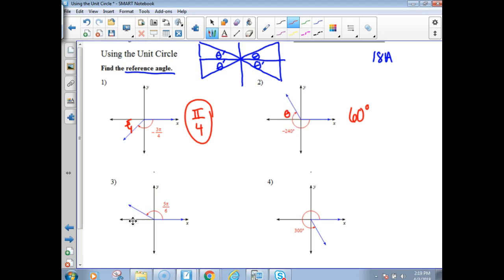Okay. 5 pi over 6, take a wild guess. That's how easy that is. It's almost easier in radians than it is in degrees. 300, how far do you go to get back to here? Yeah, 60 degrees. Okay, this is where pi over 6 is right there. That's a reference of actually 30 degrees, in terms of radians, pi over 6.